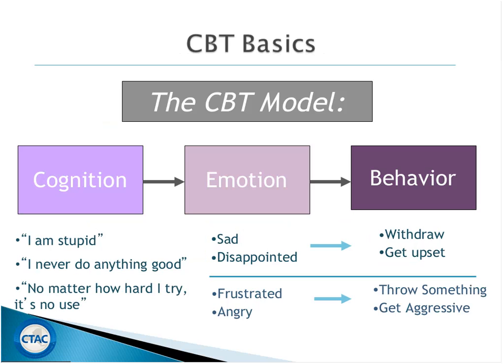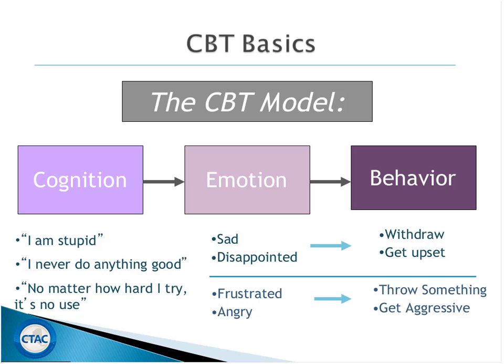So maybe they have a core belief about being stupid, or that they're useless, they never do anything good. Or maybe they have a failure-oriented cognition: no matter how hard I try, it's no use. And CBT is going to conceptualize that these cognitions link to or elicit different emotions within kids. So maybe the first set of emotions is the child feels sad or disappointed, and their behavior from that may be withdrawn, or they become sad or tearful.